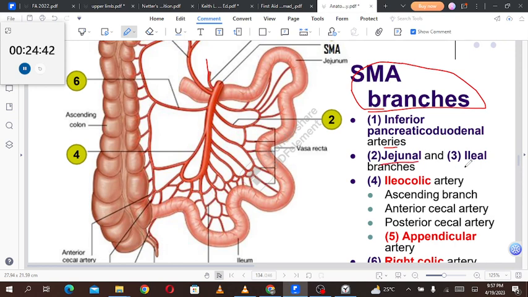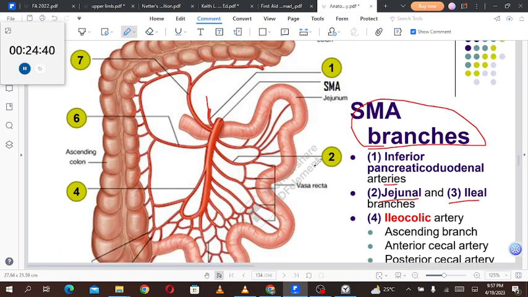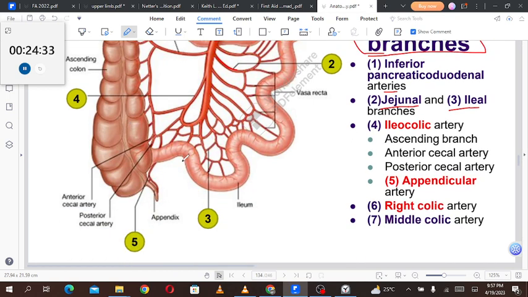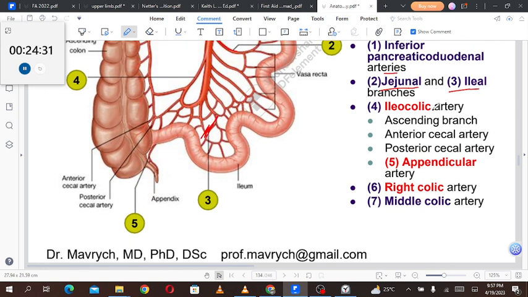Then number 2 is the jejunal and the ileal branches. So number 2, these are the jejunal branches, a lot of them. These are jejunal branches, and also the ileal branches, which are on number 3. Like here we have the ileal branches. Point number 4 is the ileocolic artery. So over here we have the ileocolic artery on number 4. Where is that? This is the ileocolic artery.